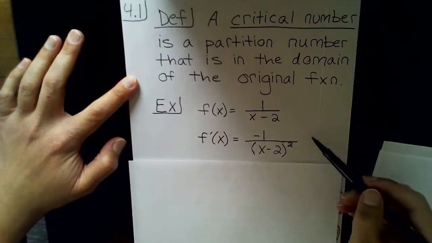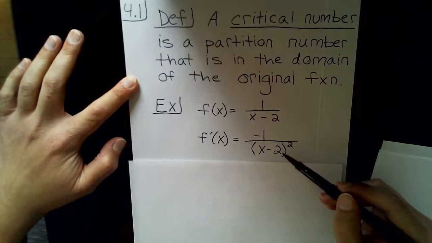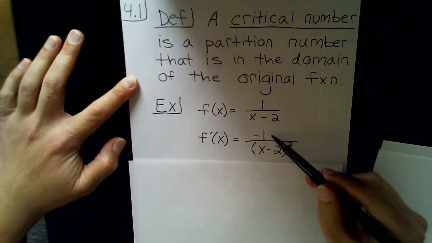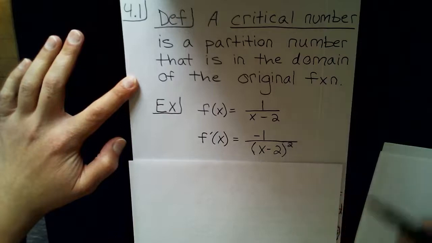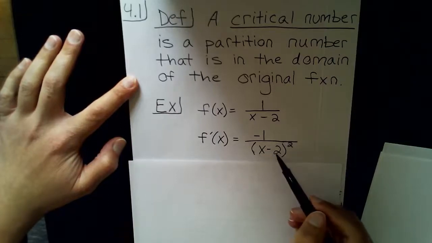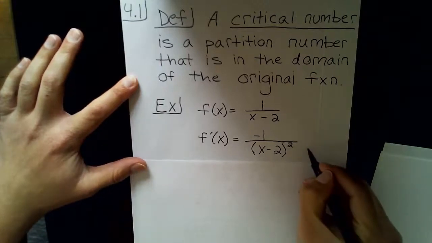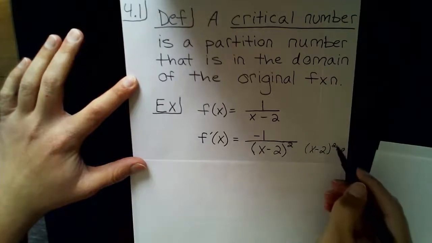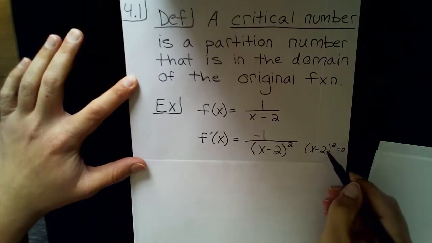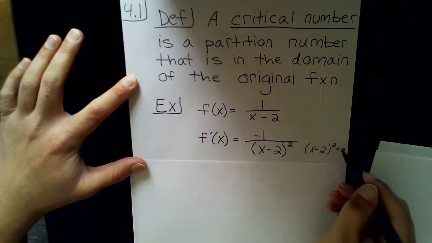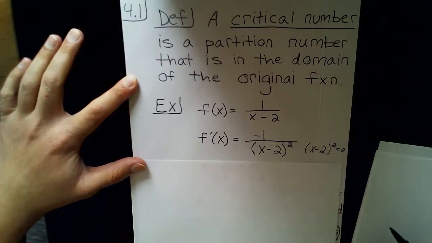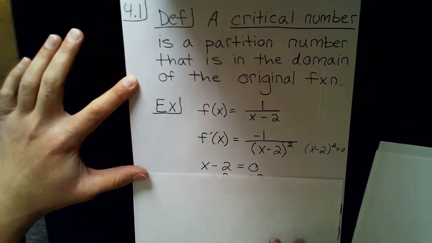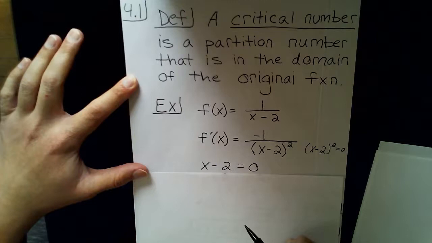To find the partition numbers, remember we set the top and the bottom equal to 0 of our derivative. In this case, the top cannot be set equal to 0 because there are no x's. Negative 1 can never equal 0. So we just set this x minus 2 quantity squared equal to 0. And in fact, this squared doesn't even matter. That's just saying we have x minus 2 being set equal to 0 2 times. At the end of the day, that just means we're setting x minus 2 equal to 0 and solving.